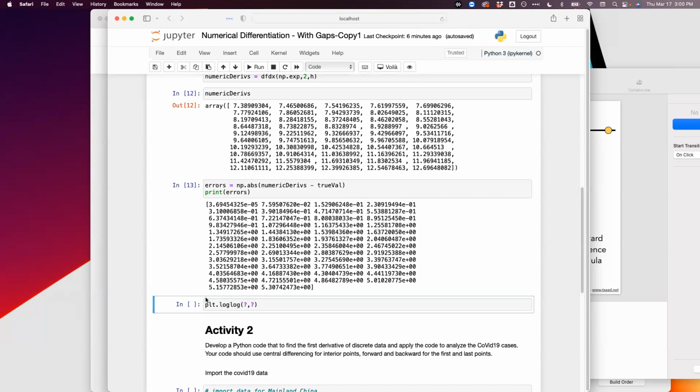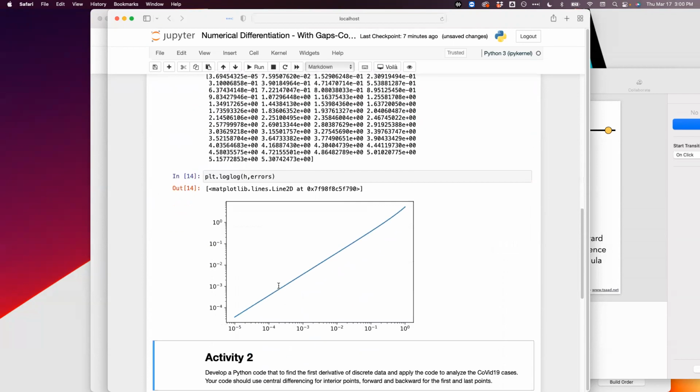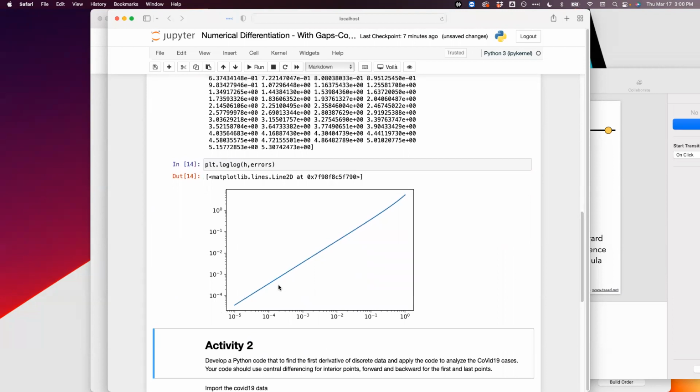Okay. Now I want to plot on a log-log scale the errors versus the h values. I'm going to put h here and put errors here. Ta-da. Straight line, as expected. The slope of this line is 1, exactly 1. Because this is a method of order 1. So a plot of the error versus spacing is going to result in a straight line with a slope of 1.